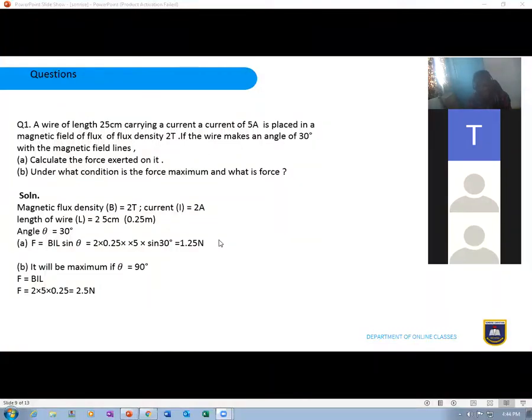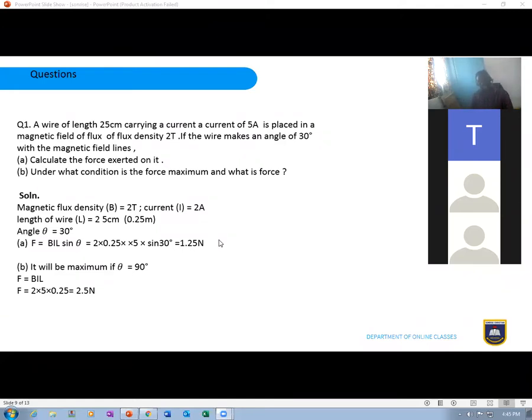And the length of the wire L is what? 25 centimeters. You can see that I've changed the centimeters to meters. You just divide by 100. So anytime you have a centimeter value given to you, to get its equivalent in meters, you divide it by 100. So 25 divided by 100, you get 0.25 meters.